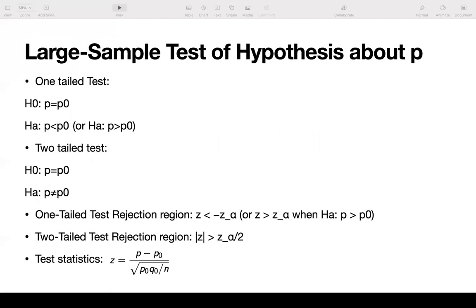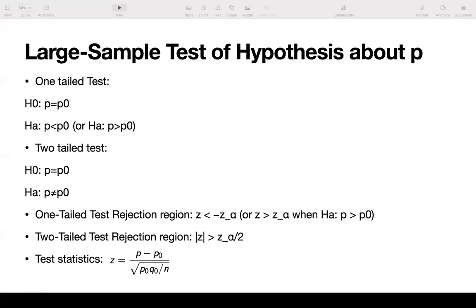Here, the large sample test of hypothesis about P. Firstly, for the one-tailed test, we again have the null to be P equals P0. Here P stands for proportion. And the alternative is P is smaller than P0 or P is larger than P0.